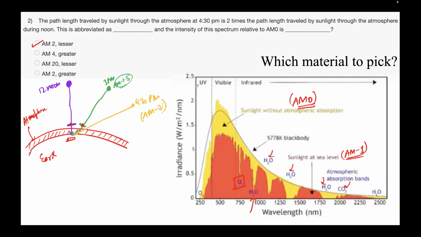Now I need to make some solar panels. Which material should I pick? We know it should be a semiconductor, but which material should I pick so that the light is sufficient? Please remember the same thing: h nu should be greater than or equal to Eg. So I should pick, let's say, a material with a wavelength of, say, lambda equal to 2.5 micron.